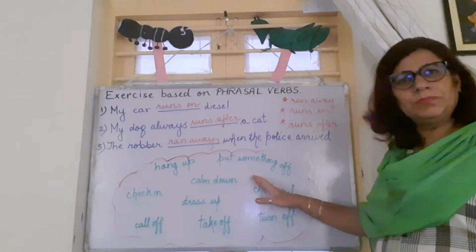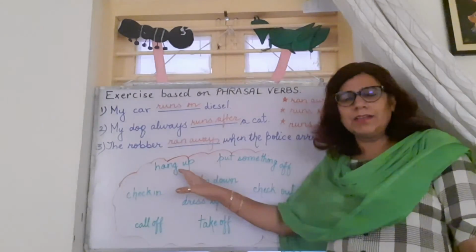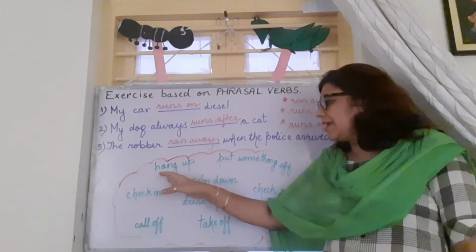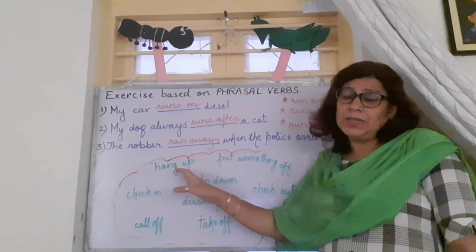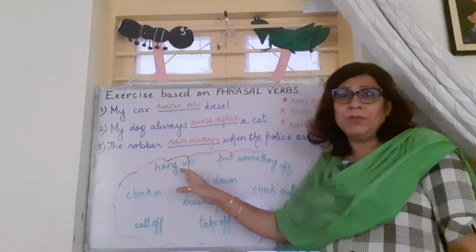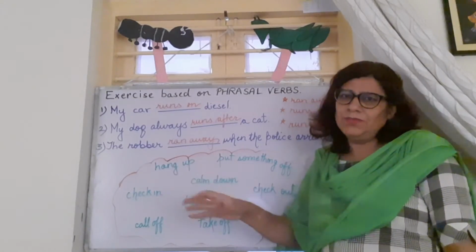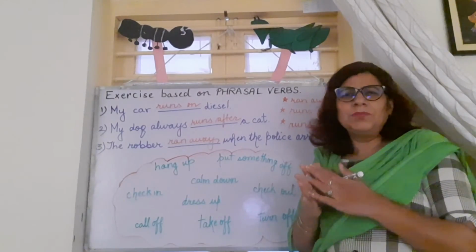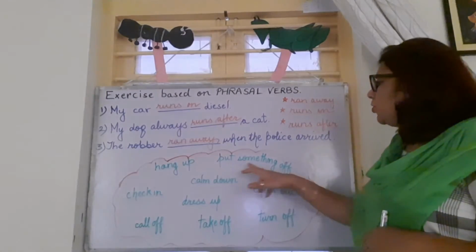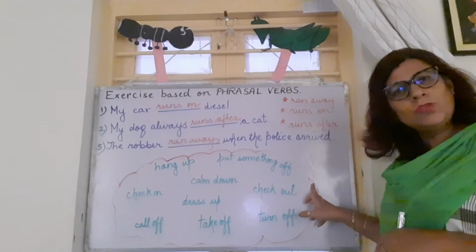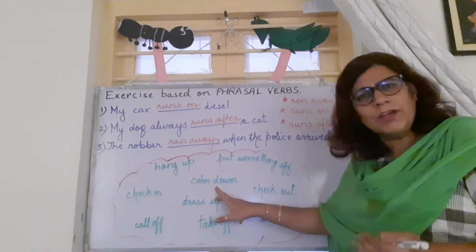Now coming to the phrasal verbs given here. First, hang up. Here hang is an action. We hang up with our friends, and sometimes we also use it when we stop a telephone conversation. I hung up the phone. When we hang up, we end the telephonic conversation. Put off something, to do away with something. Calm down. Calm down here literally means to cool down.